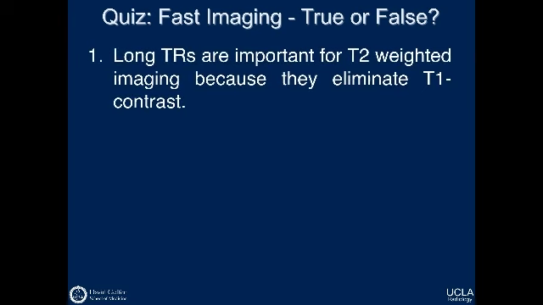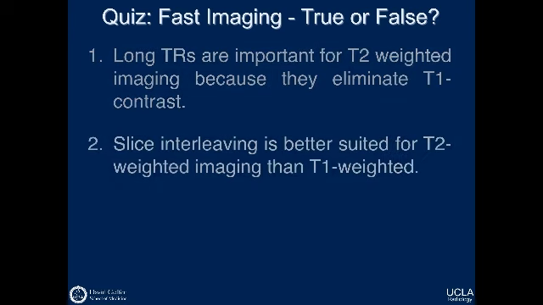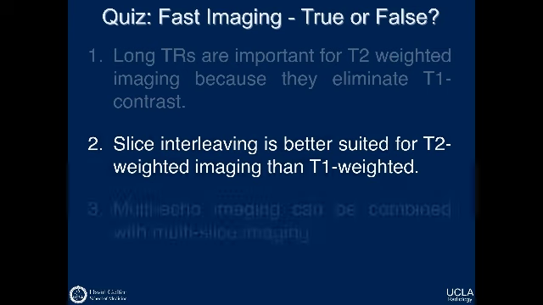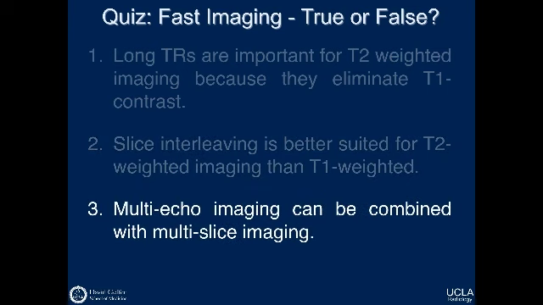Okay, so a couple more true falses. Long TRs are important for T2 weighted imaging because they eliminate T1 contrast. True. Slice interleaving is better suited for T2 weighted imaging than T1 weighted. True, right? Long TRs, you can squeeze in lots of slices more easily. You could use it for T1 weighted, it just might not have the same maximum benefit.